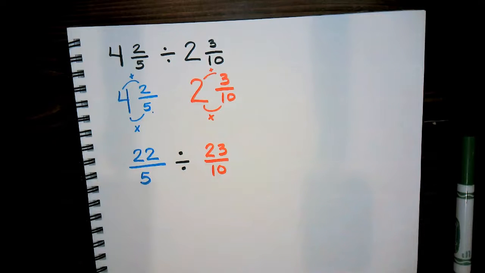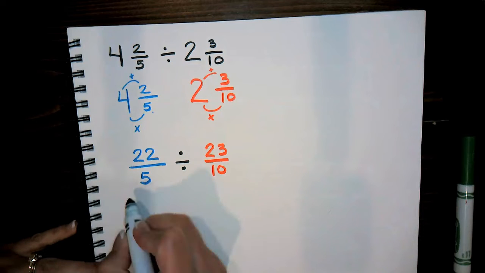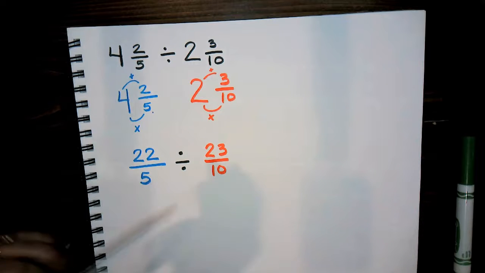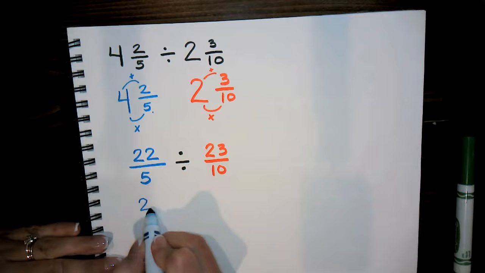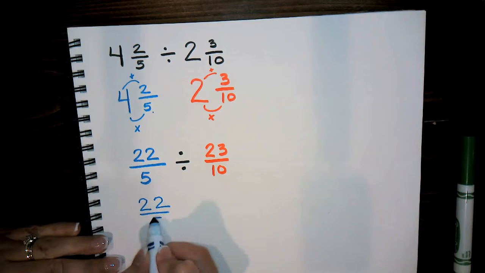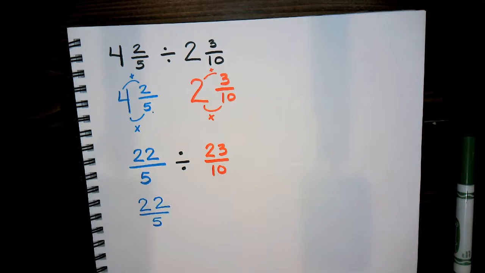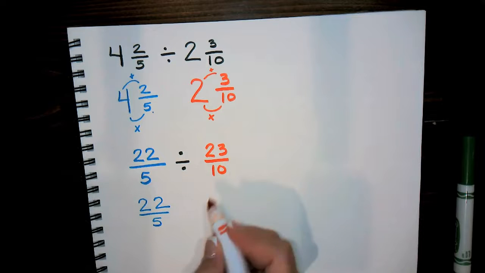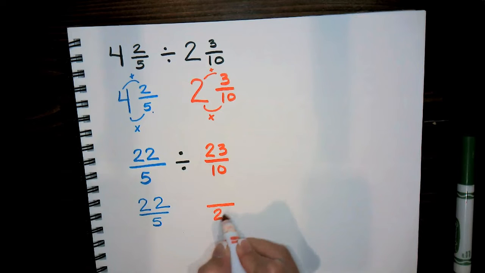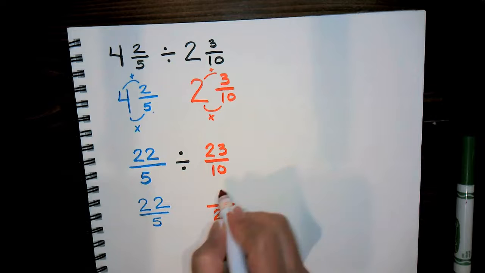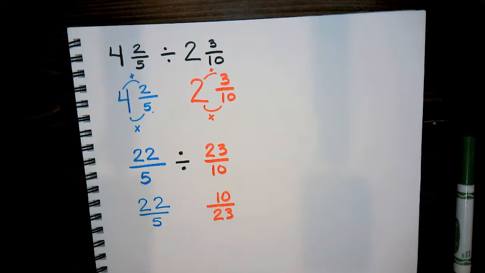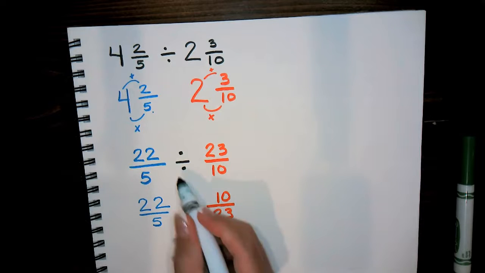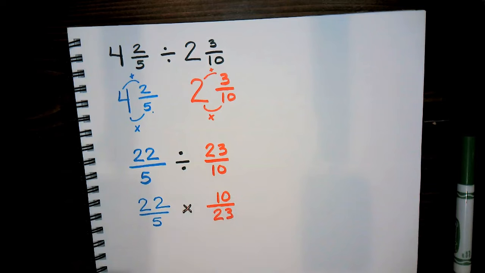Step number 2 is we're going to flip the second one and multiply. So that first fraction that we have there, that 22/5, is going to stay just like that. And we're going to flip the second one. So instead of 23 being on top, now 23 is going to be on the bottom. Instead of 10 being on the bottom, 10 is now going to be on the top. And instead of dividing, we're now going to multiply.